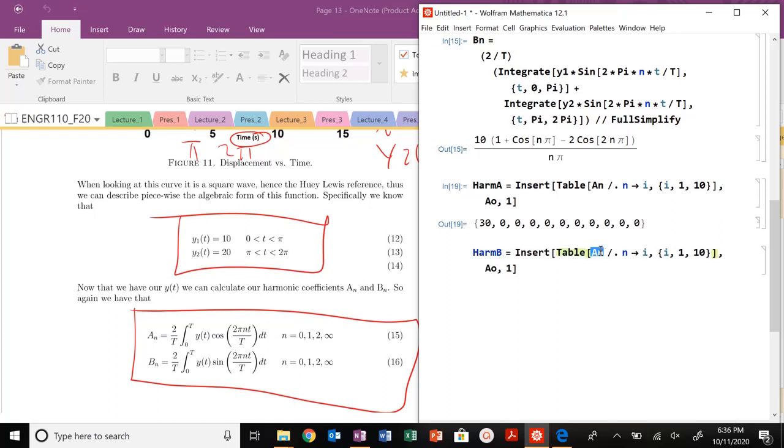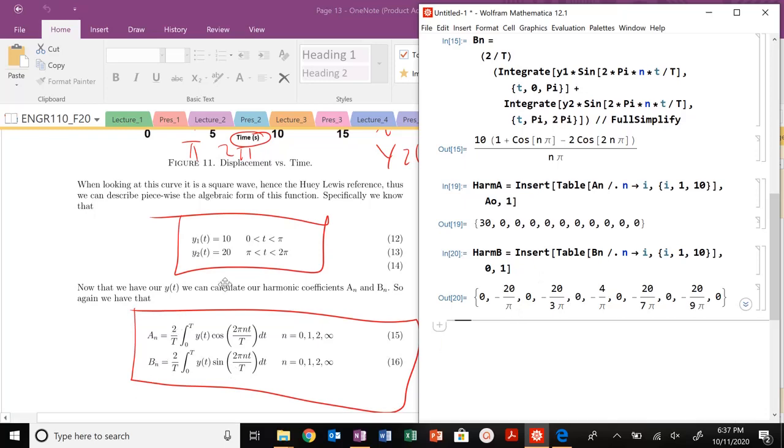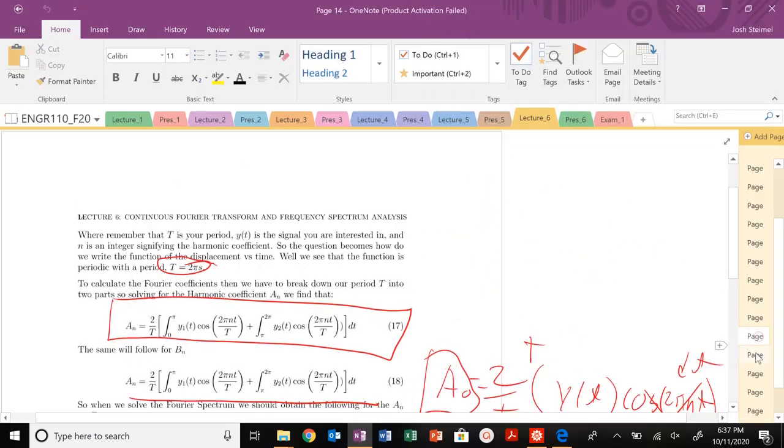Harmonic B is just going to be the same thing here, b sub n, except we know that this is always going to be 0. So those are my harmonics. What about, again, what are we plotting on our frequency spectrum? Let's look back at our notes.